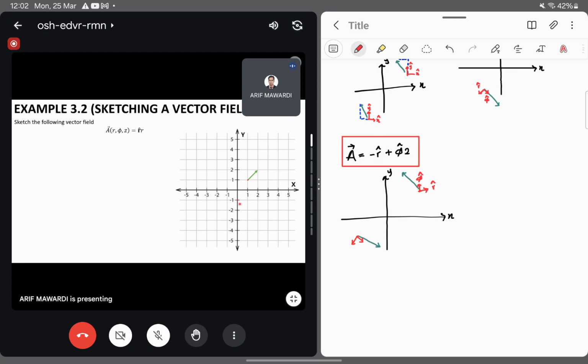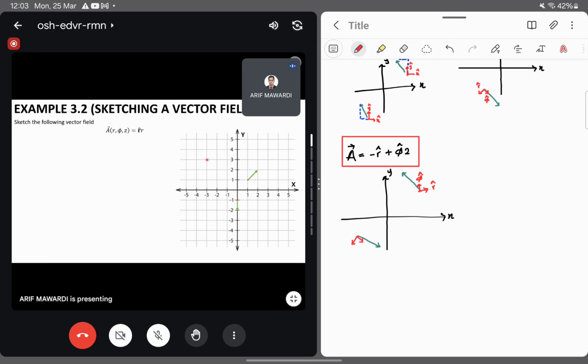Okay, now let us try to sketch the vector at this point. Before we sketch the vector, we need to draw the unit vector. The unit vector should be in the direction of increasing r, along this direction. Now we can sketch the vector. The vector only has an r component, so it should be along this direction. At this point, the same thing: the unit vector should be in the direction of increasing r, along this direction.